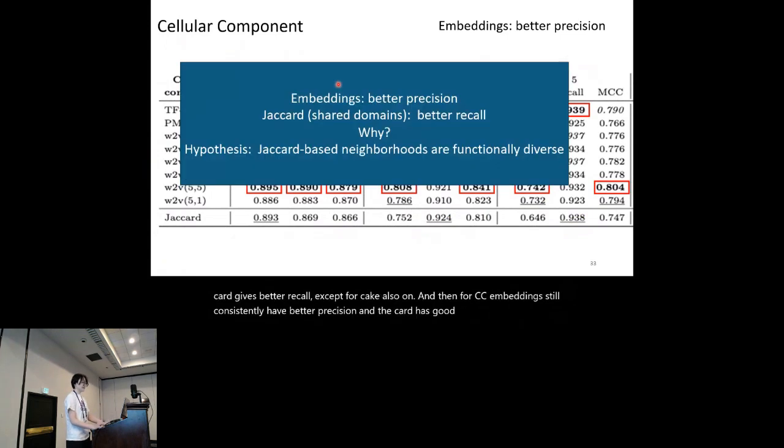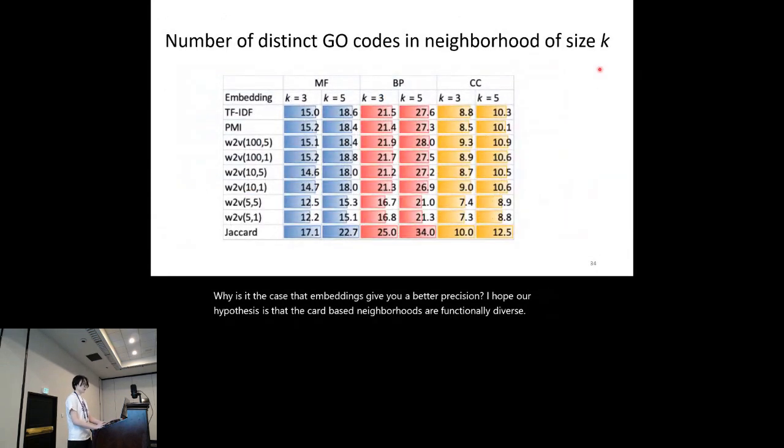Why is it the case that embeddings give you better precision and Jaccard better recall? Our hypothesis is that Jaccard-based neighborhoods are functionally diverse. To assess this, we compare the total number of distinct GO codes in the neighborhood, in the shared domain neighborhood, obtained with Jaccard and with the various embeddings.